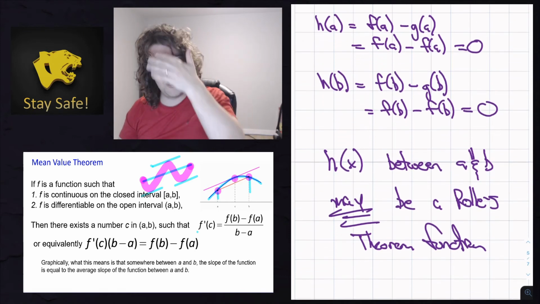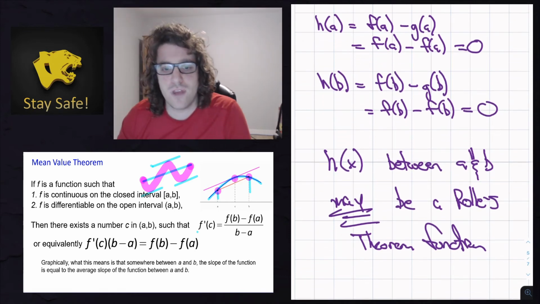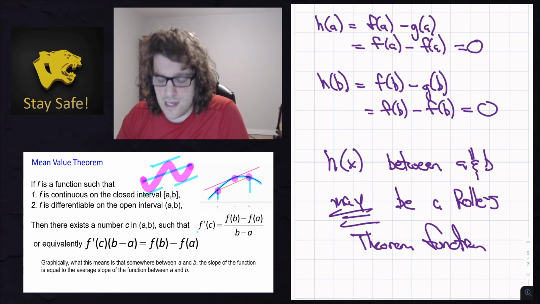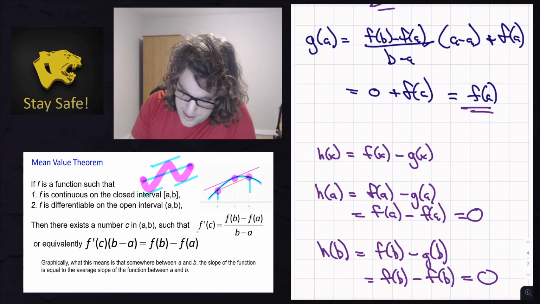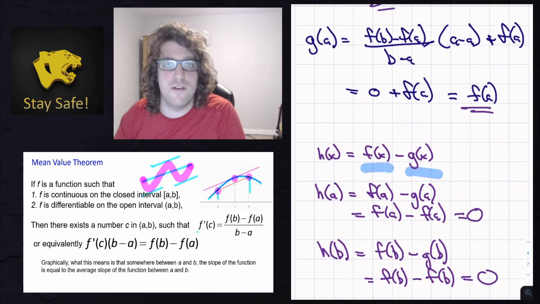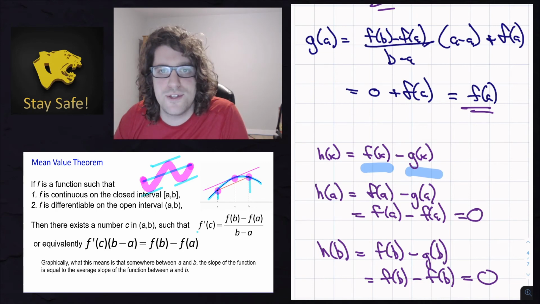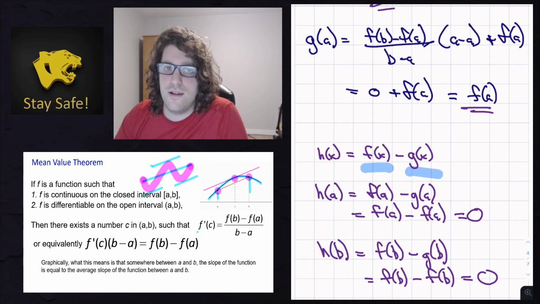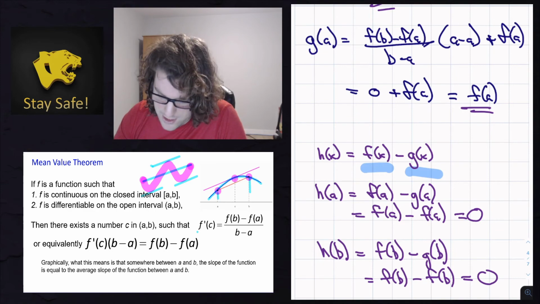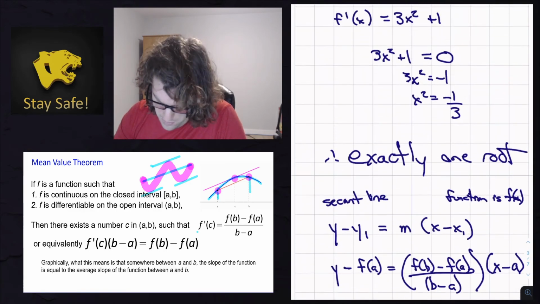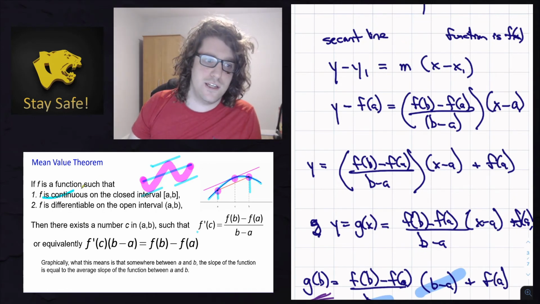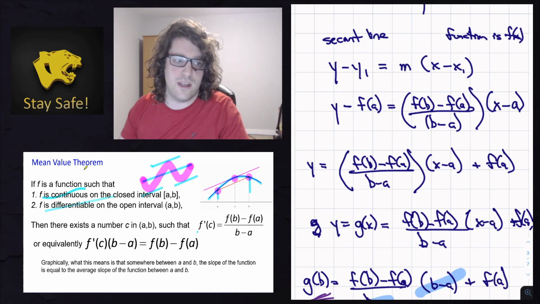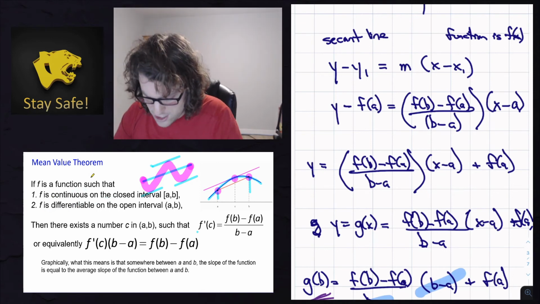And so let's check the conditions for Rolle's theorem. h has to be continuous on the closed interval between a and b. So how is h defined? h is defined as the subtraction of two functions. As long as those two functions are continuous, then h will be continuous as well. What is f? f has to be continuous and differentiable, so it's guaranteed continuous and guaranteed differentiable.